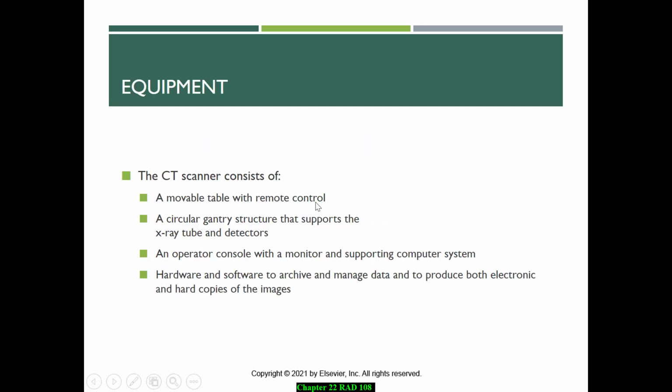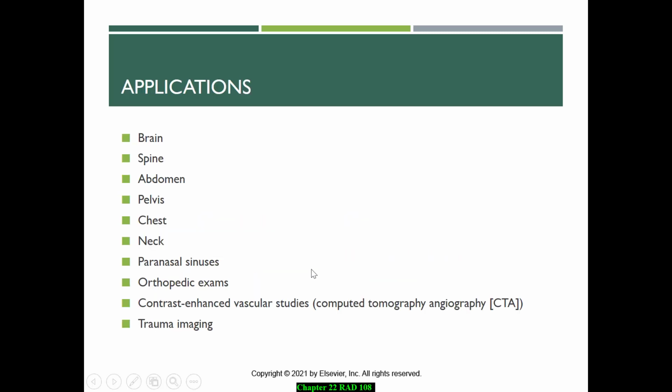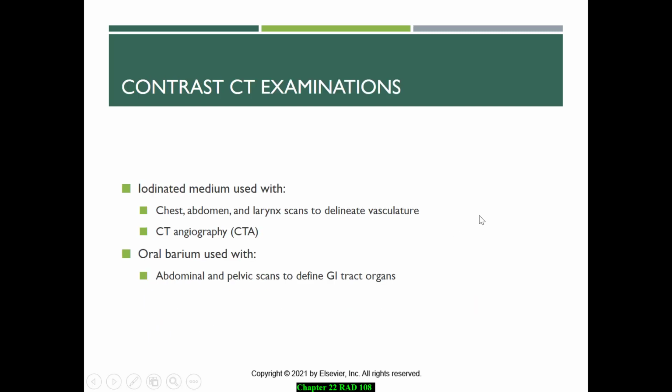So your CT scanner is basically a movable table with a remote control. They do have a gantry that supports the X-ray tube and detectors, and then it operates just like our equipment off of DR. It's a computer system that takes those images. So we can do CTs of the brain, chest, neck, any orthopedic exams. You'll see them done a lot with trauma that comes through your department.